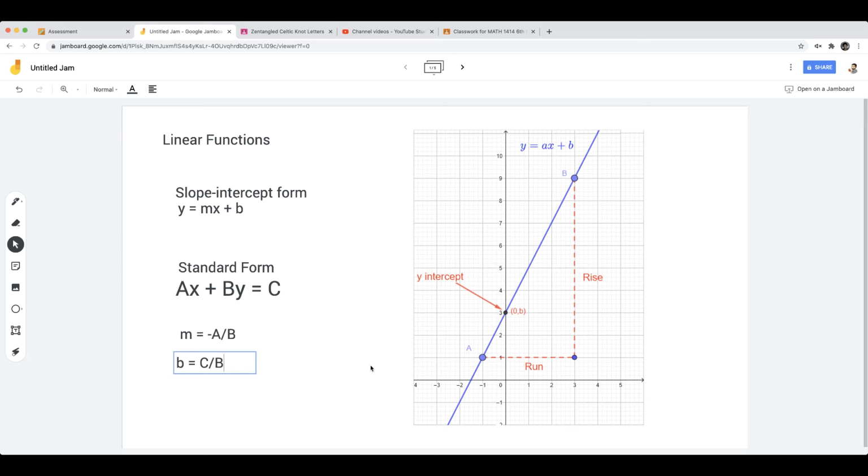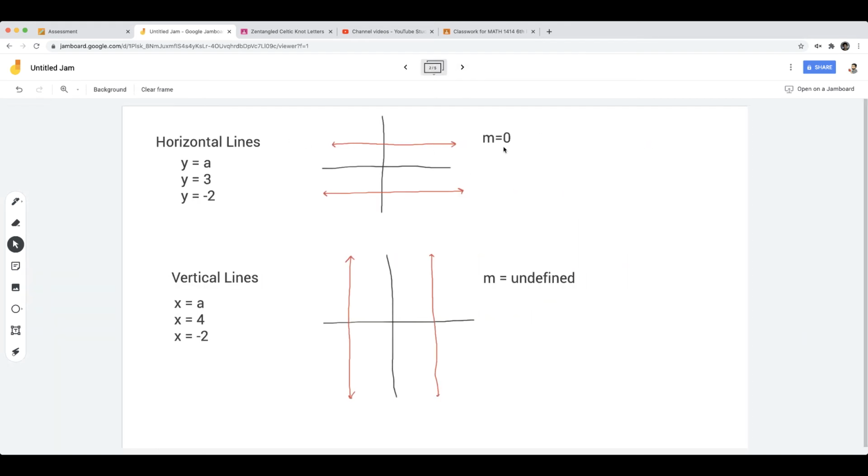Now, if the slope is equal to 0, right, if it's a horizontal line, then the domain is still negative infinity to positive infinity, but the range is not. The range is actually just one number because that's the number you're staying at, right? So for example, in this first example where it says y is equal to 3, the range is just 3. That's it. If y is equal to negative 2, then the range is negative 2.